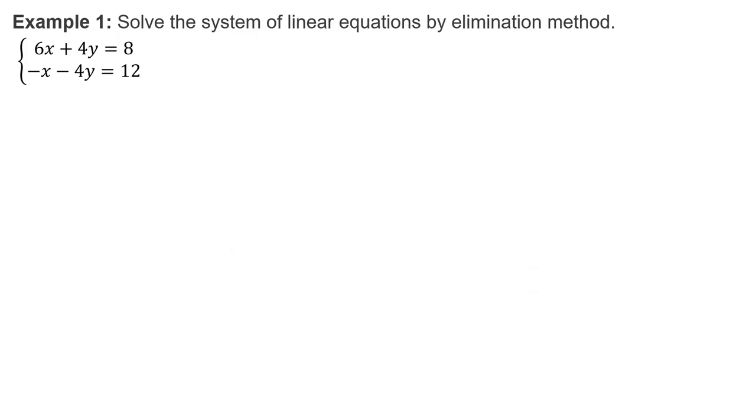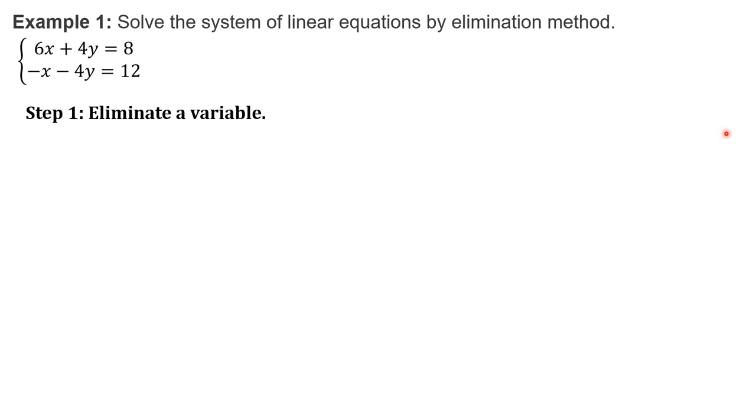For you to eliminate a variable by adding, they must have the same coefficient but different sign. Let us see the coefficient of each variable. So for variable x, we have positive 6 and negative 1. And as you can see, they are different. Now let's look for y. For y, we have positive 4 and negative 4, the same coefficient with different sign. So when we add this, positive 4 plus negative 4 will give us 0. Therefore, we can eliminate y.